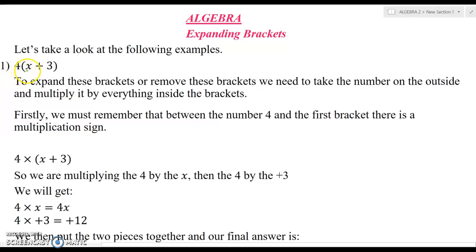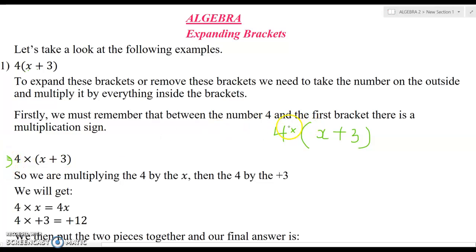4 open brackets x plus 3 close brackets. To expand these brackets, or to remove the brackets, we need to take the number that's on the outside and multiply by everything on the inside. So this is my question here: 4 open brackets x plus 3. You see how between the 4 and the brackets there's no operation, no sign? There's always an invisible multiplication sign there. We don't write it all the time, but it's there.